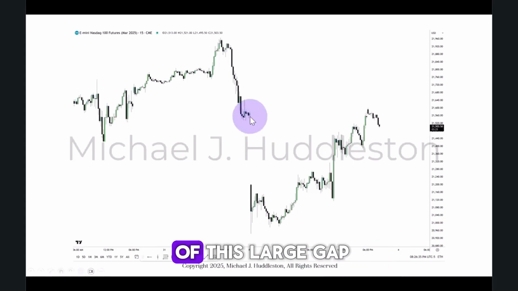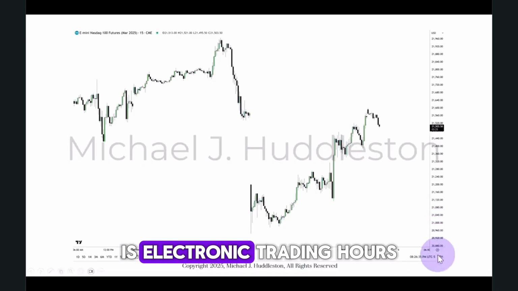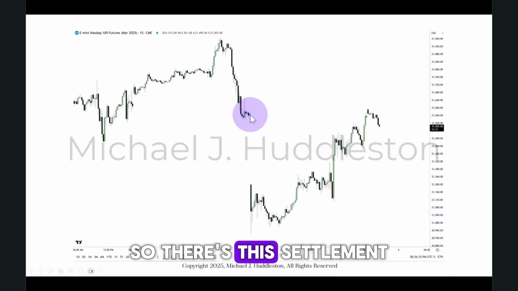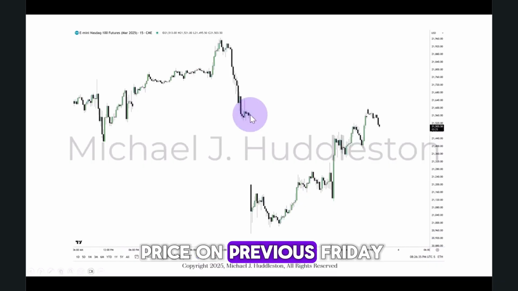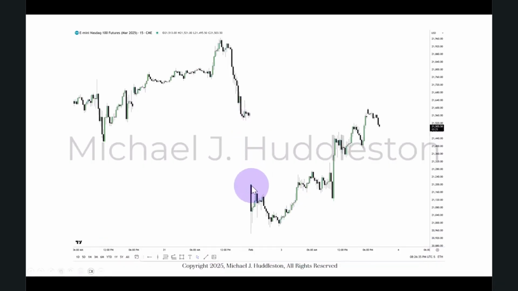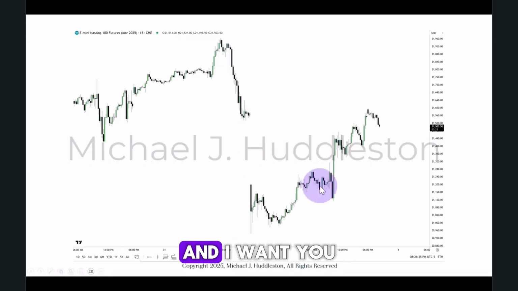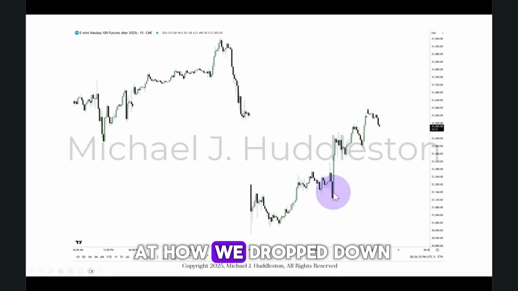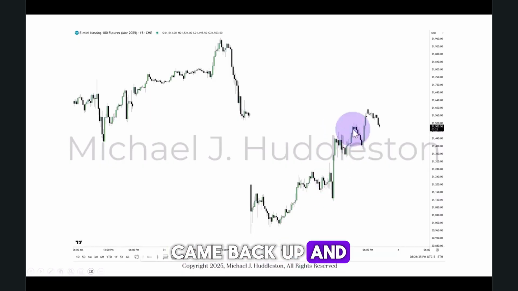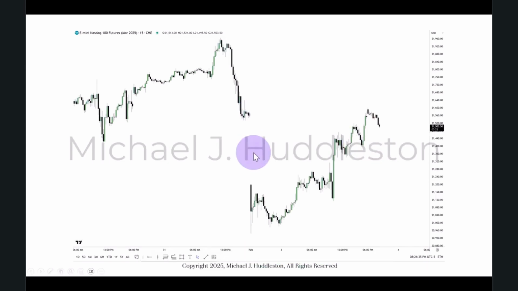I want you to take note of this large gap in here. It is electronic trading hours. So there's this settlement price on previous Friday and then Sunday's opening price. So that's your new week opening gap. And I want you to take a look at how we dropped down, created a low in the morning session there, came back up and slowly grinded back up into a gap closure there.